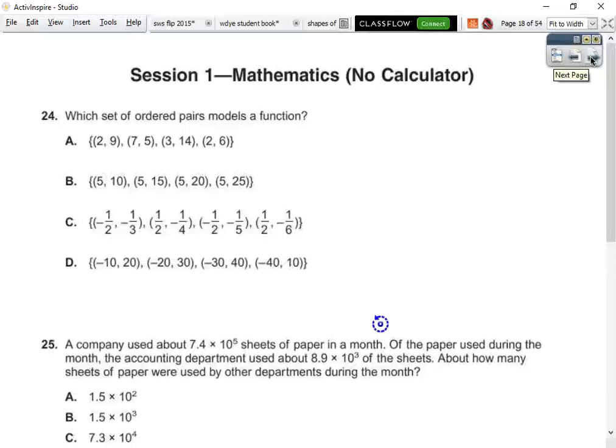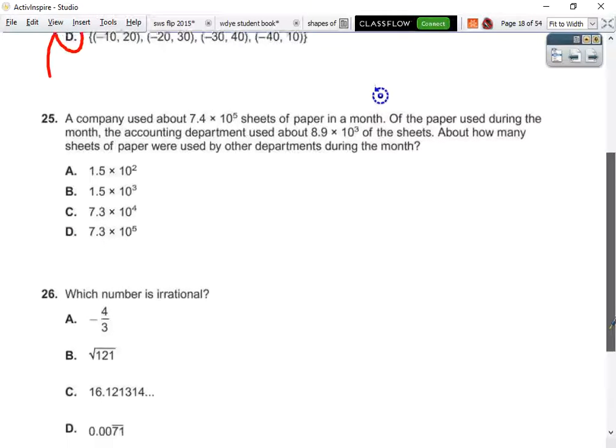All right, which set of ordered pairs models a function? Well, clearly not this one, because we have 5 multiple times in the x value. Clearly not this one, because we have negative 1/2 multiple times. This one has 2 repeated, so it can't be this one. So I was just looking at the x value, so I was looking for repeats in the x value.